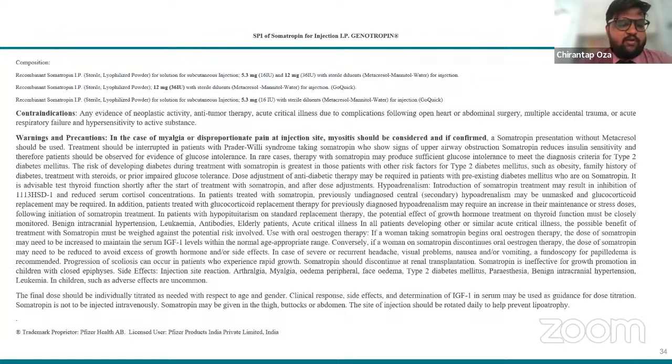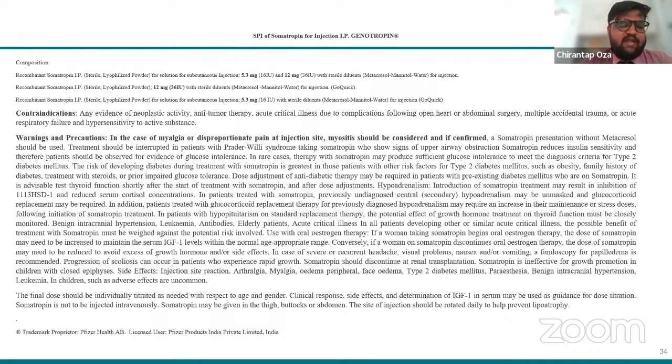The warnings and precautions. So the message from this is that the dose of growth hormone should be individually titrated as needed with respect to age, gender, etiological diagnosis, clinical response, side effects, and determination of IGF-1 levels in serum, which may guide the dose titration.